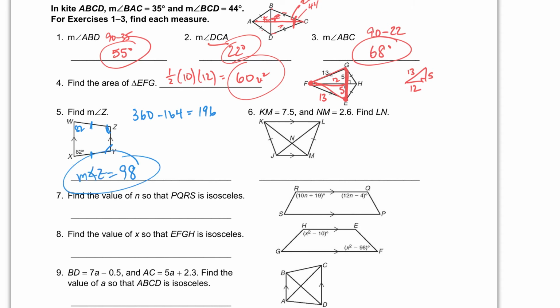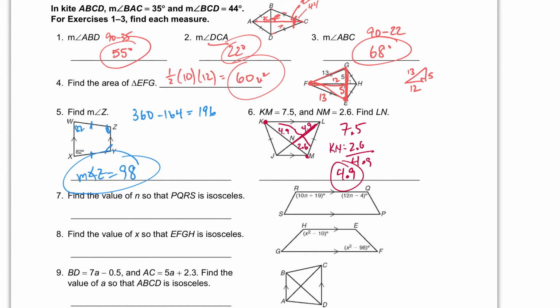All right. And on to the next one. Over here, we've got KM equaling 7.5, and MN is 2.6. So from K to M, it's 7.5, and M to N is 2.6. We need to find LN, that piece right in here. Well, look, if this is isosceles, then these diagonals are going to be congruent. And if I know the whole thing is 7.5, then I know that KN will be 7.5 minus the 2.6. And that'll give me 4.9. So this piece will be 4.9, and that piece will be 4.9 as well.